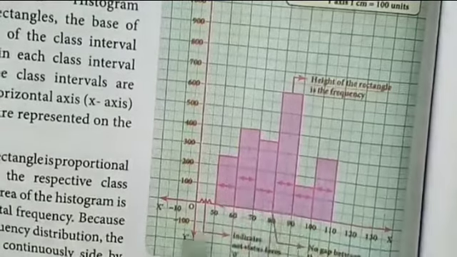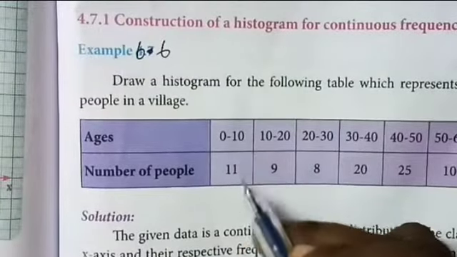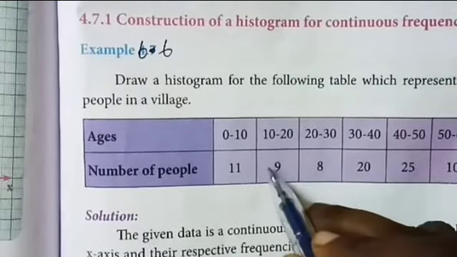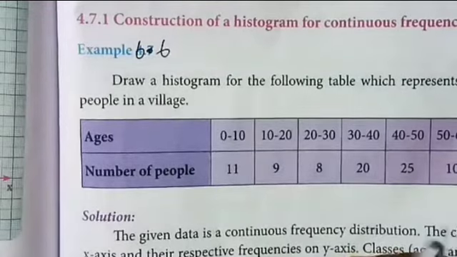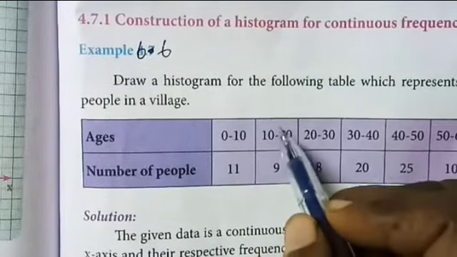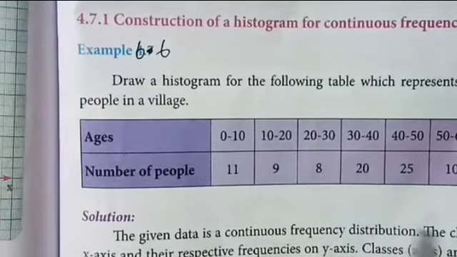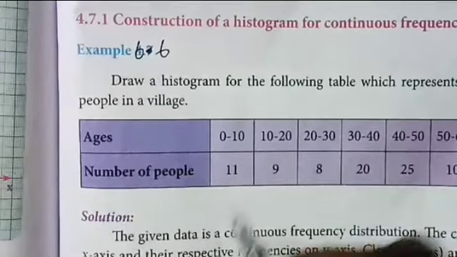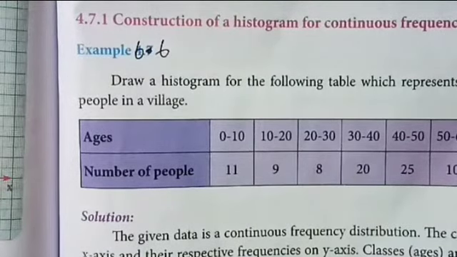So listen, I have represented this as a histogram only because of that. Okay, so 0 to 10, then 10 to 20, 20 to 30. Likewise it moves on continuously, so it will be considered as continuous frequency, that is a histogram.